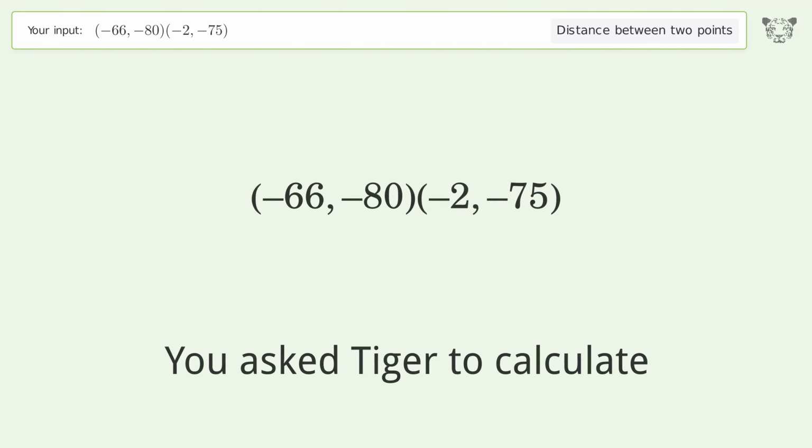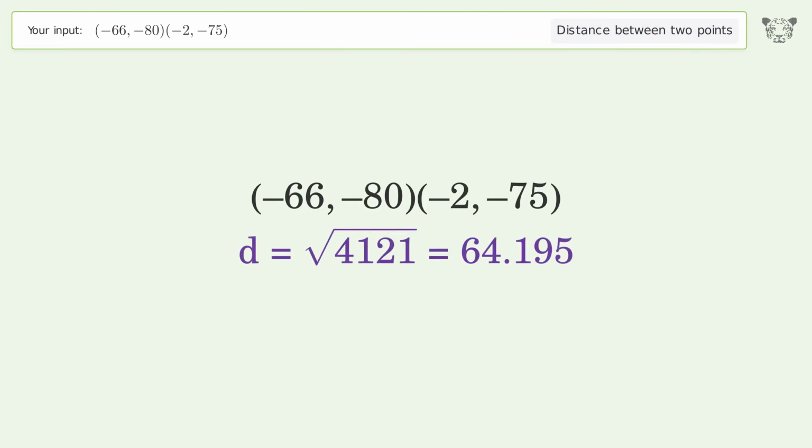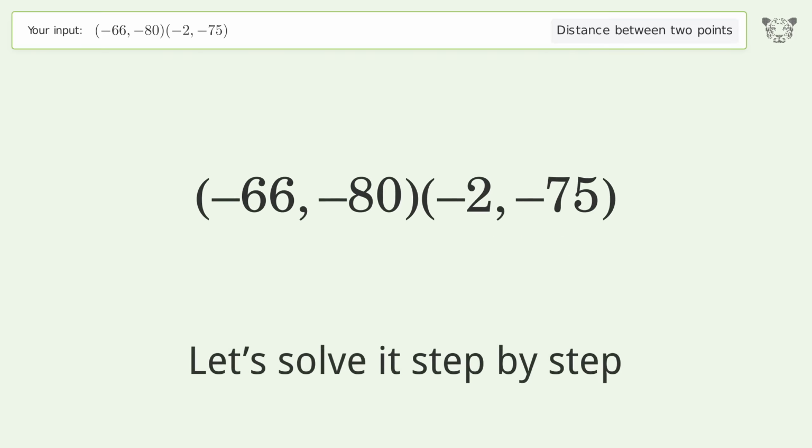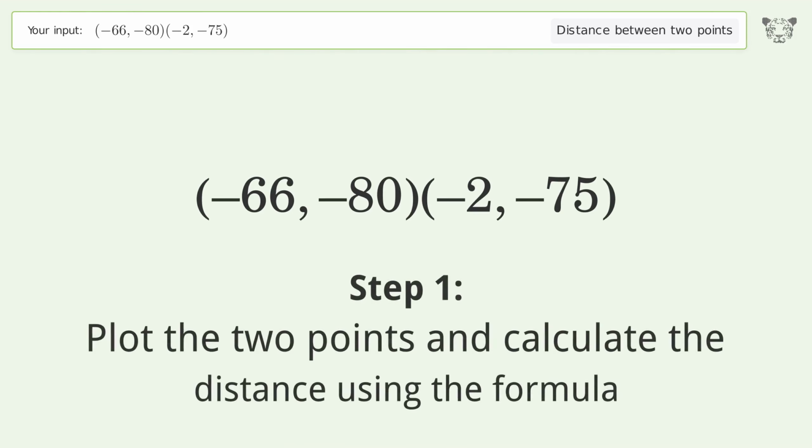You ask Tiger to calculate. This deals with the distance between 2 points. The distance between the 2 points is the square root of 4121, or 64.195. Let's solve it step by step. Plot the 2 points and calculate the distance using the formula.